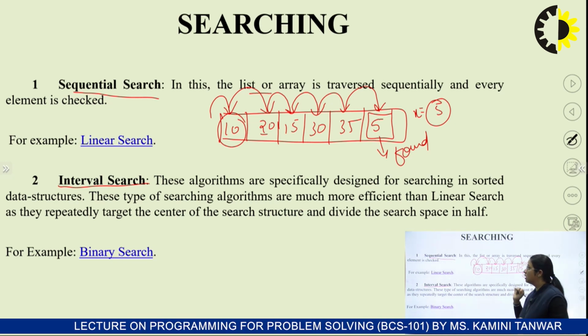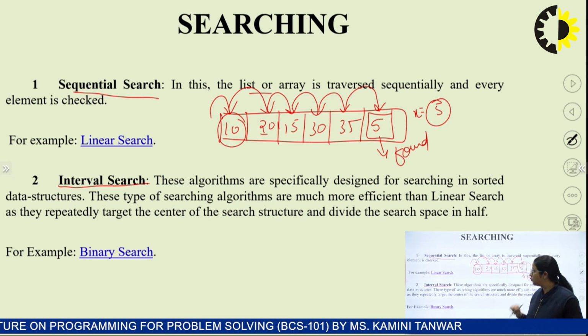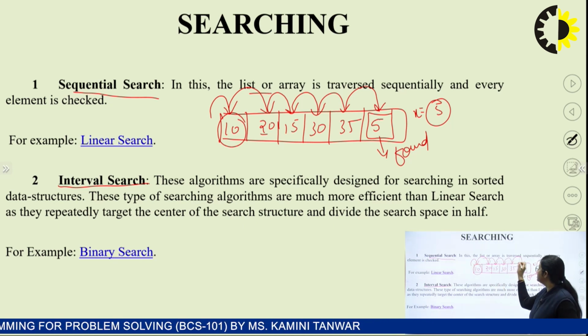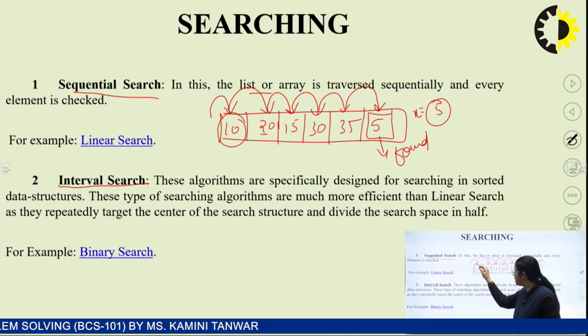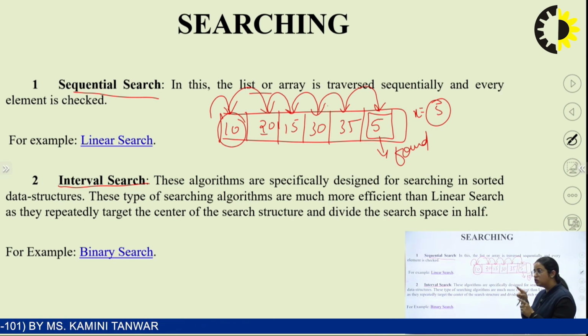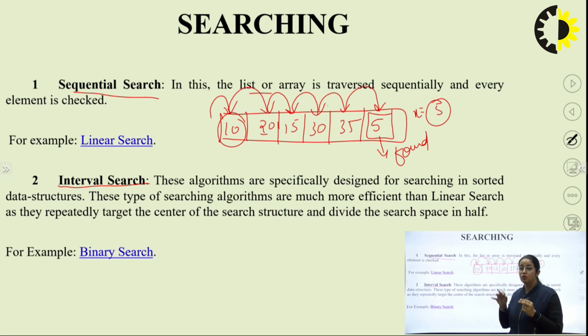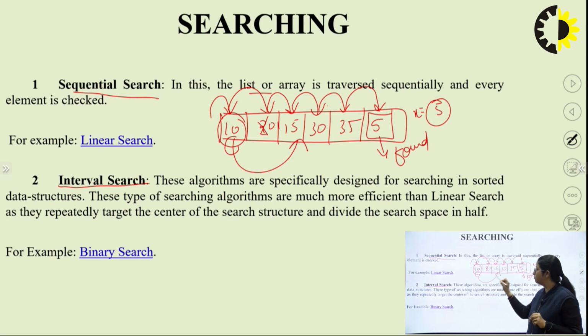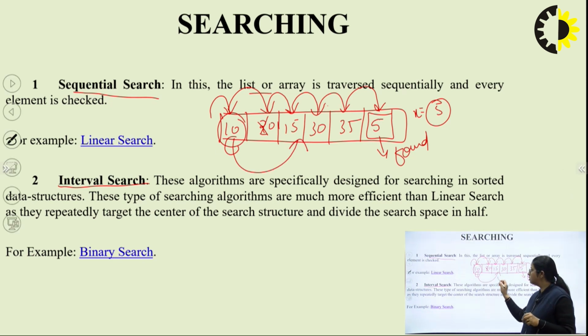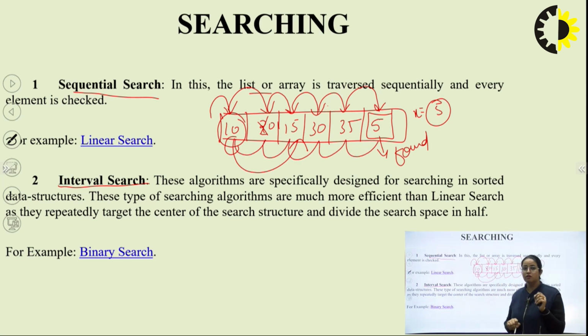So what is sequential searching? Sequential searching is basically traversing sequentially, that means we traverse one by one in a sequential manner. We cannot skip any position. Suppose we are starting from here, then we cannot skip from first to third. We have to traverse each and every element every time. That's why we call it sequential. The example of sequential search is linear search, that we are going to discuss in this video.